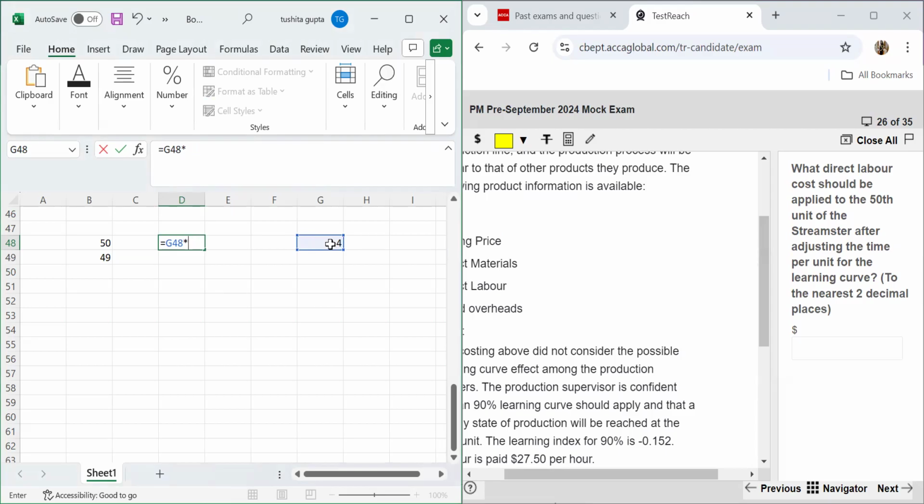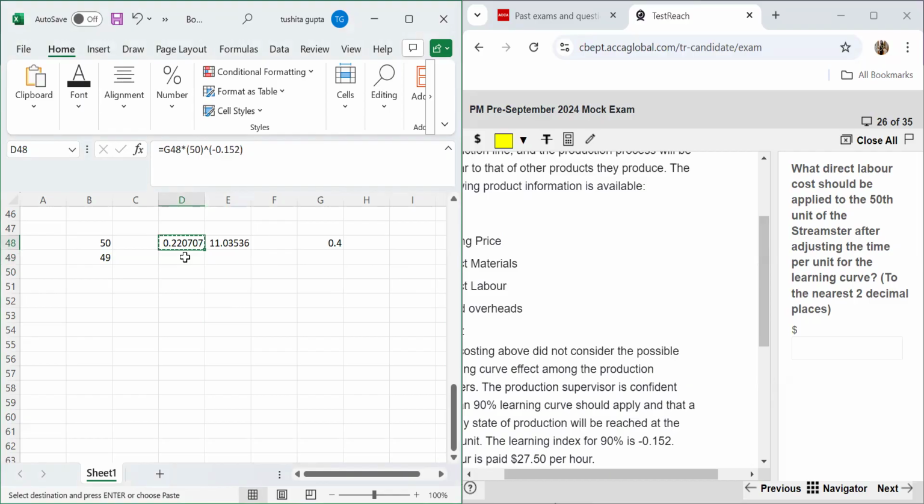And this 50 needs to be raised to the power of b. So 50 needs to be raised to the power of minus 0.152. So this is what we'll get for the average time. And now this is the average time per unit. Now we can also find out the total time. So the total time will be multiplied by 50. This is the total time that it has taken for 50 units.